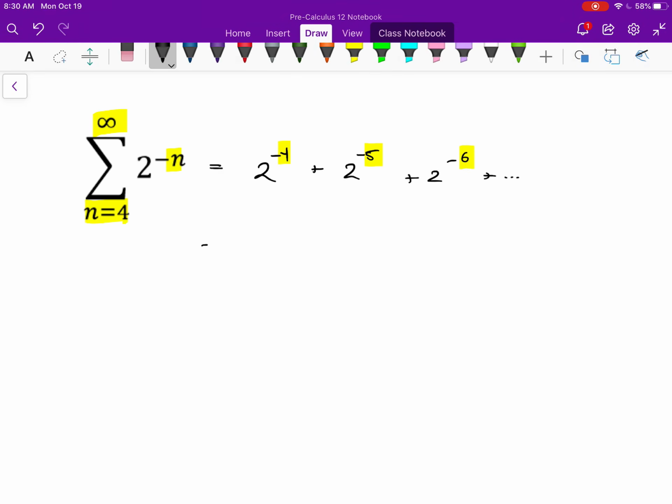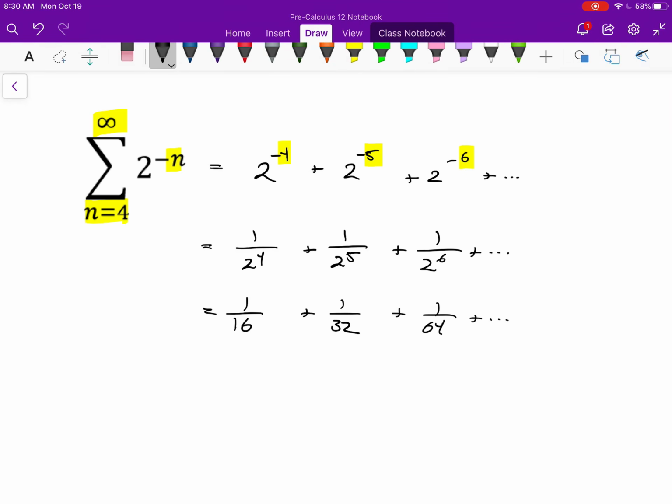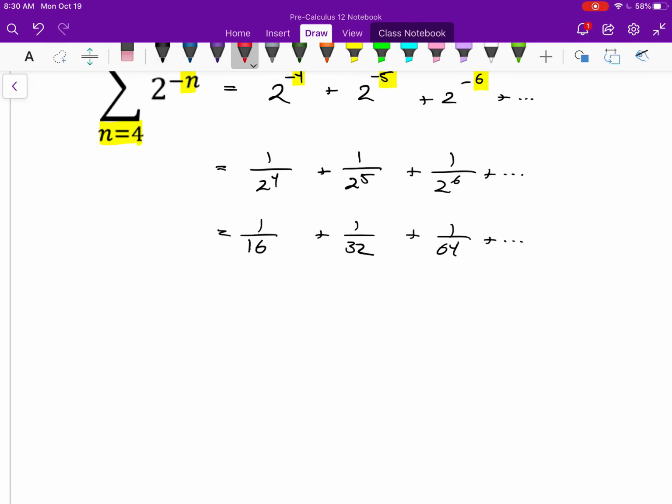So what does 2 to the -4 mean? That's the same as 1 over 2 to the 4, or 1 over 16. 2 to the -5 means 1 over 2 to the 5, or 1/32. And this is going to be the same, again, as 1 over 2 to the power of 6, or 1 over 64, and so on. So hopefully now it's becoming clear that these are getting smaller every time. My terms are getting smaller. My r value is exactly 1/2. So this is convergent.